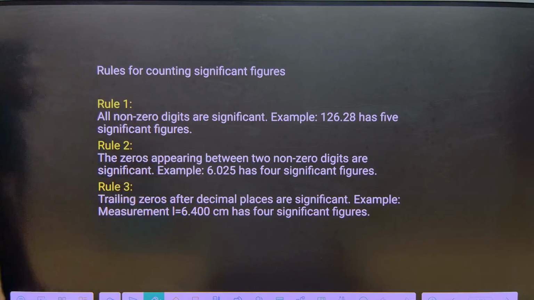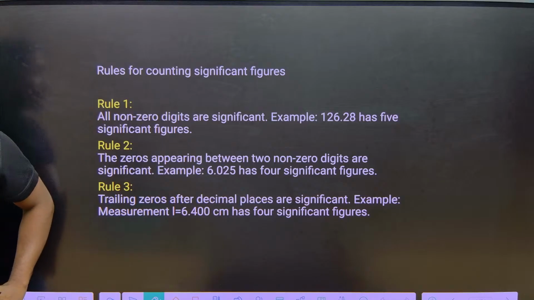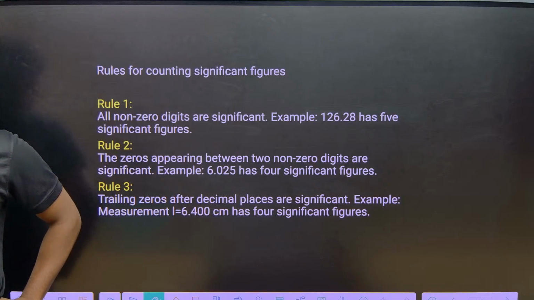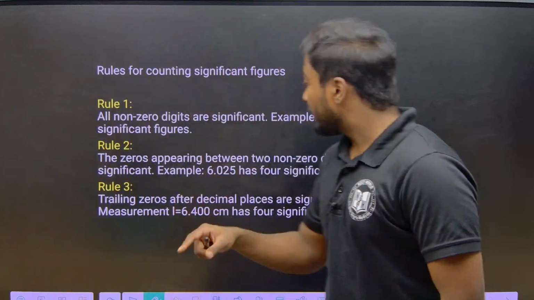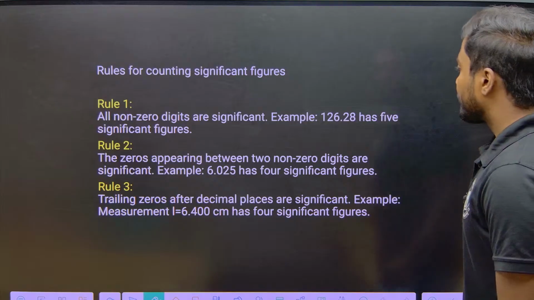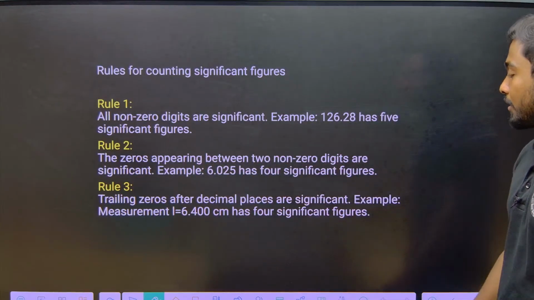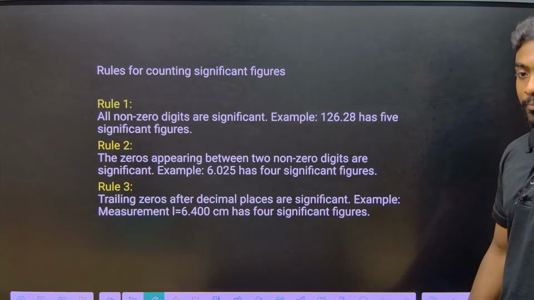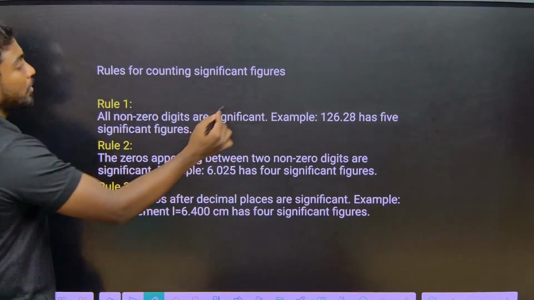Rule number 1: all non-zero digits are significant. Except 0, whatever number we measure, those digits are significant. This is rule number 1. Rule number 2: zeros appearing between non-zeros are significant. Rule number 3: trailing zeros after the decimal place are significant.